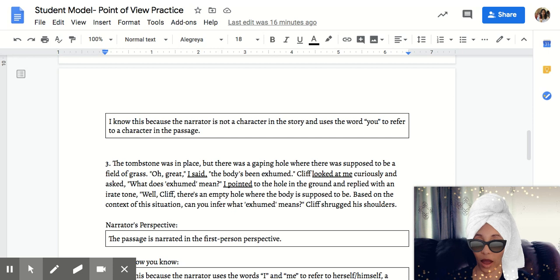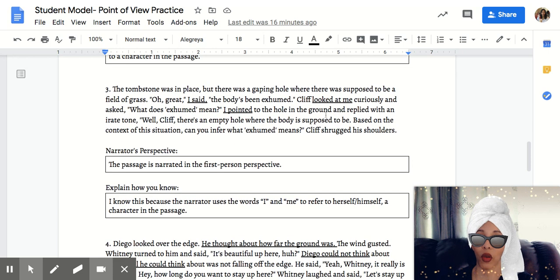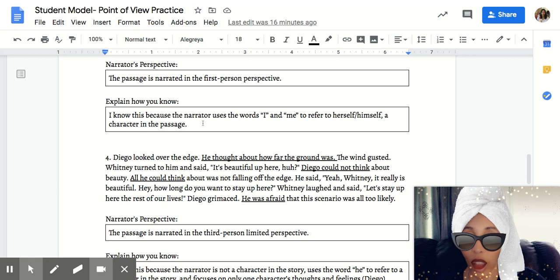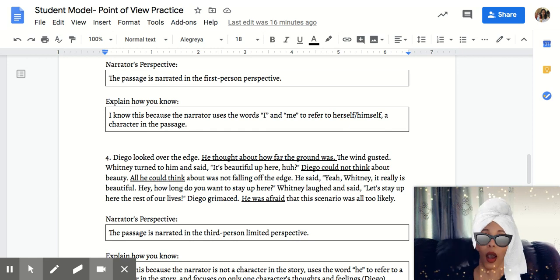view. Excellent. As we move on, the student chose to underline the I pronouns in this passage, and she states the passage is narrated in the first person perspective. Again, period, endpoint, complete sentence, capital letter, it begins, and her explanation is very clear. I know this because this narrator uses the words I and me to refer to herself/himself, a character in the passage. Clear knowledge of first person point of view.